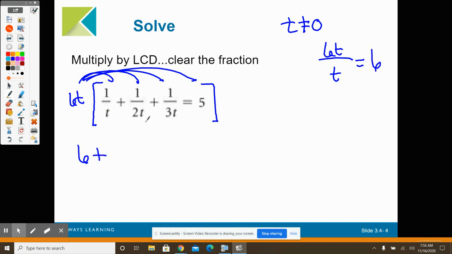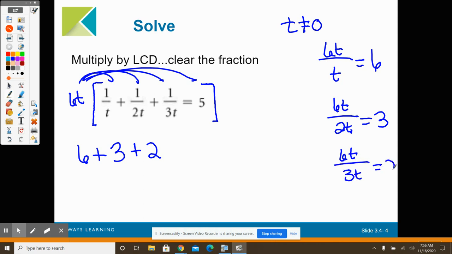Plus, the 6 and the 2 will cancel here, leaving me with a 3, and the t's will cancel, which will just be a 3. Again, if you couldn't see that, it would be 6t if you multiply the tops over 2t. Those t's cancel, and you're left with 3. 6t multiplied by the 1 over 3t, the 6 and the 3 would cancel, leaving me with a 2, and the t's would cancel, so that'd be a plus 2. Or you could think of it as 6t over 3t, the t's would cancel, and you're left with 2, equals 6t times 5, which is 30t.